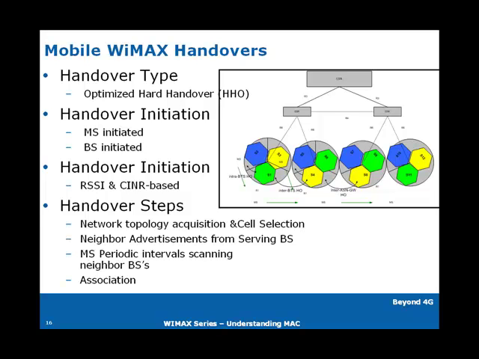So on the right side of the slide, you can see when a mobile station does a handover between one sector to another sector, this is called intra-base station handover. And when a mobile station does a handover between one base station to another base station, both of them parented to the same ASN gateway, it is called inter-base station handover. And when a mobile station does a handover between a base station to another base station, and both of those base stations are parented to two different ASN gateways, then this type of handover is called inter ASN gateway handovers.